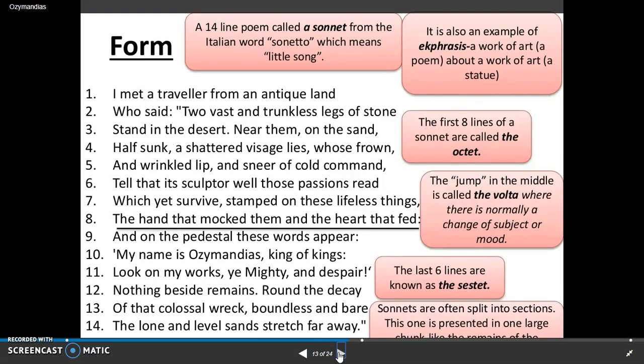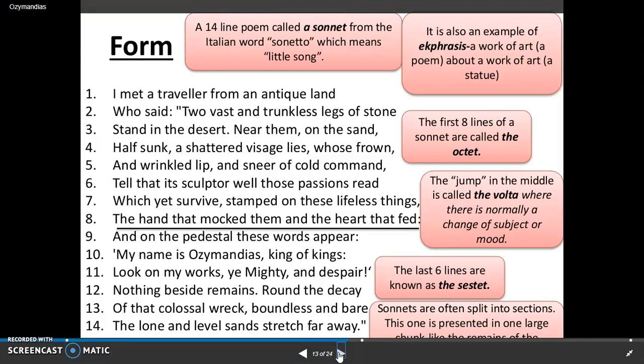So the form. There's quite a lot here. Oh, this might really help you for this. It is a 14-line poem called a sonnet, from an Italian word, sonetto, which means little song. It is also an example of ekphrasis: a work of art, a poem, about a work of art, a statue.